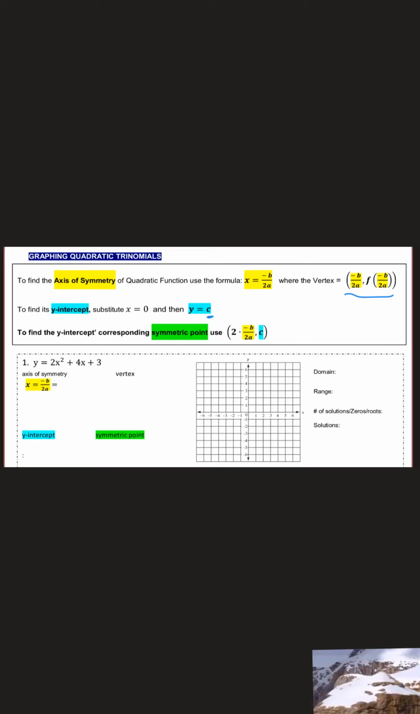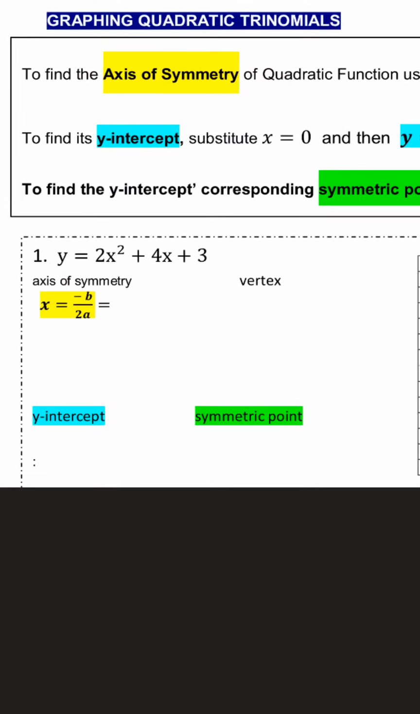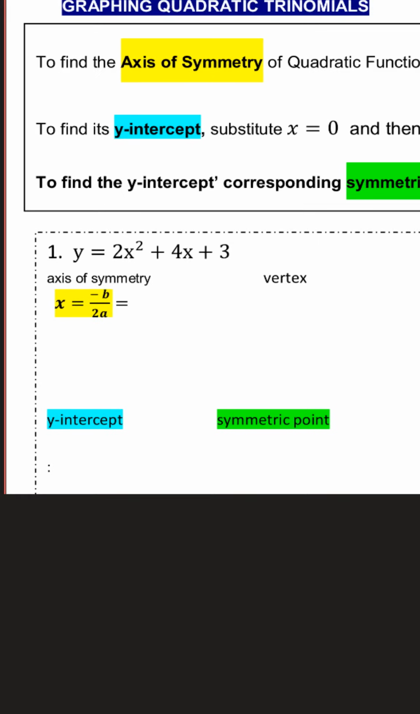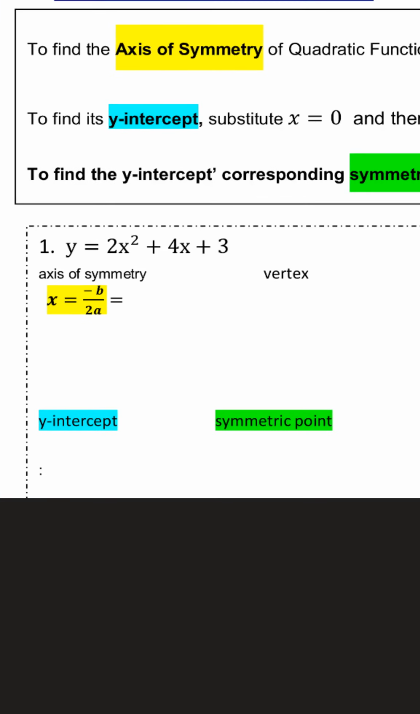And then to find the symmetric point using the y-intercept, we take the number 2, multiply it to our axis of symmetry, comma, our c term. So hopefully this all meshes together well. Let's talk about number 1, first finding the axis of symmetry. So first let's label our a, b, and c. Our a term is 2, our b term is 4, and our c term is 3. So we're going to plug that into our axis of symmetry formula.